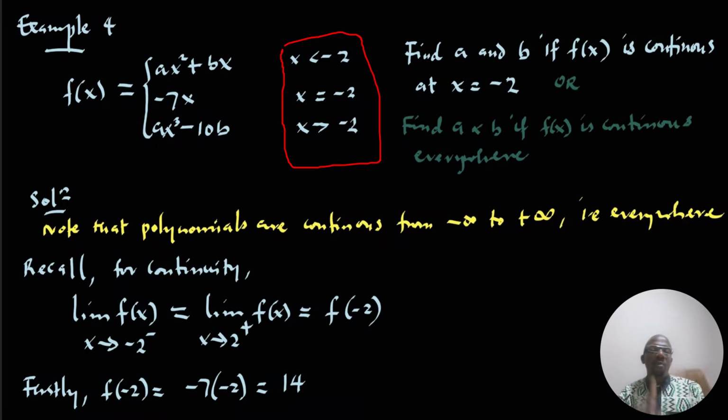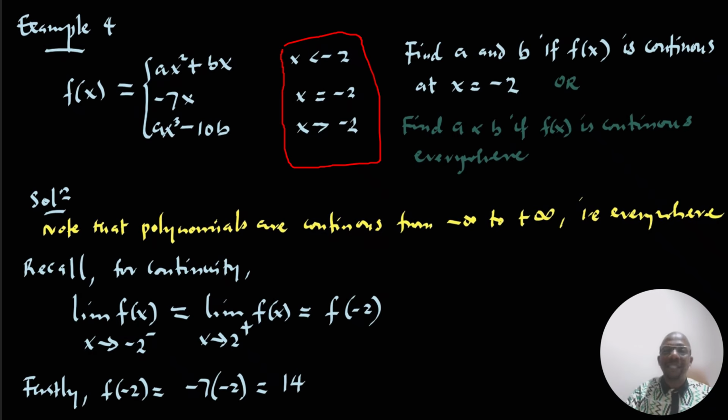Now, another way of writing the condition for continuity is this: the limit of f of x as x approaches minus 2 from the left side equals the limit of f of x as x approaches minus 2 from the right side equals f of minus 2. Just take note. Firstly, f of minus 2 is obtained by putting x equals minus 2.